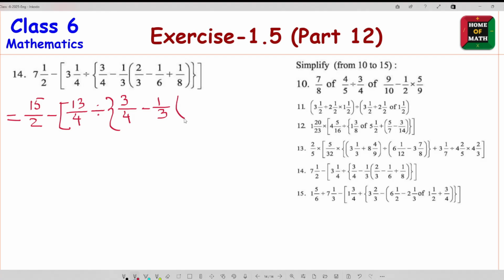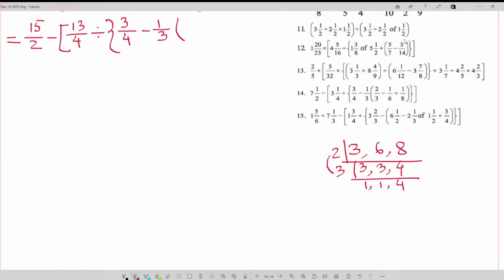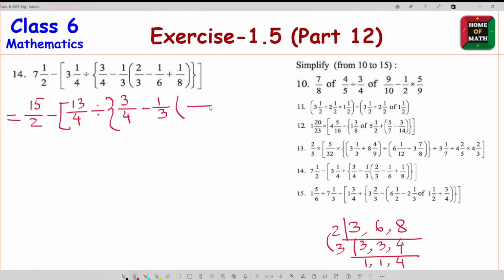Then look, 2 by 3 minus 1 by 6 plus 1 by 8. This one has no mixed fraction, so directly we can make LCM. So 3 6 8, LCM is we can divide by 2, so here is 3, here is 3, here is 4, right? Again we can divide by 3, so 1 1 and 4. So 2 times 3 is a 6, 6 times 4 is a 24. So our LCM is 24, right?